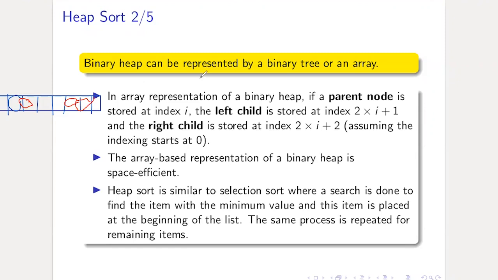So like that, we can represent it as an array. There's a simple way to get to these elements. If the parent node is at index I, its left child is at 2 times I plus 1. And the right one is next to that, so it will be 2 times I plus 1 plus 1, so 2 times I plus 2. This is when indexing starts at 0, which is the case for all the list data types.